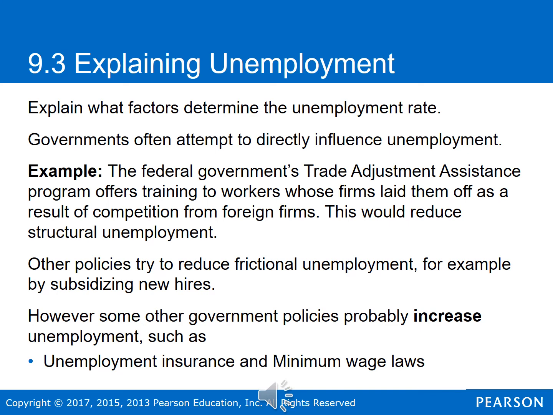So first is government policies and the unemployment rate. Governments often attempt to directly influence unemployment. So for example, the federal government's Trade Adjustment Assistance Program offers training to workers whose firms laid them off as a result of competition from foreign firms. So this helps to reduce structural unemployment because you're now training workers to enter new fields. So you're reducing the amount of time they're going to have to spend unemployed until they can enter a new profession or a new field.